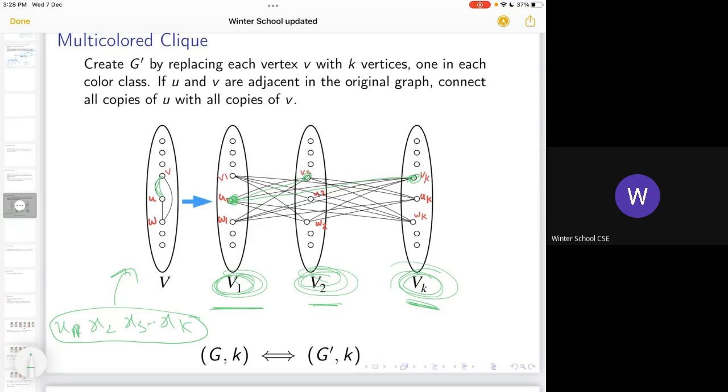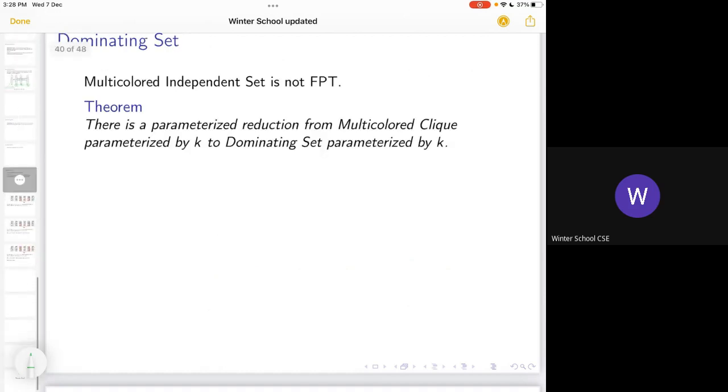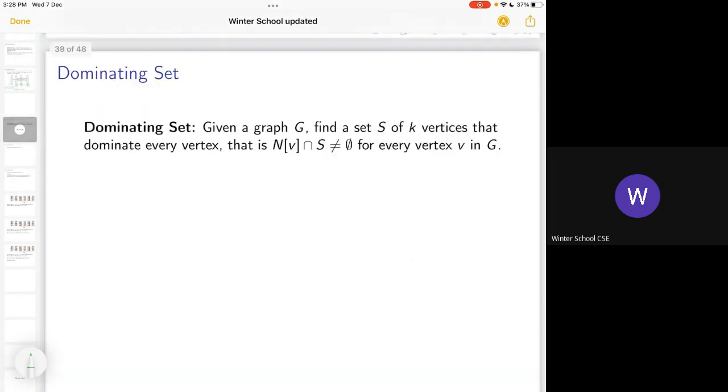So now again, what I said about independent set problem, we can similarly show that multicolor independent set is also not FPT. Multicolor independent set is just finding a colorful independent set. We are given a K colored graph and we want the independent set to pick exactly one vertex from each color class. Okay. And we will use that to show that dominating set problem is also hard.